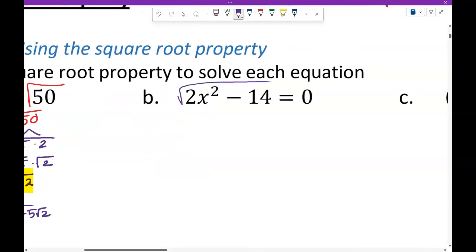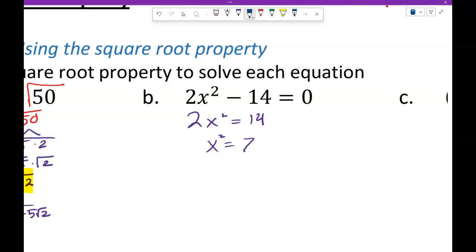Here, we can't square root this yet because we've got this minus sign and these aren't perfect squares. We can't really simplify that. So let's isolate this term first. We can add 14 and then divide by 2. And now we can go ahead and square root both sides. X equals the principal and negative square root of 7. Since we can't simplify radical 7, we leave it alone.